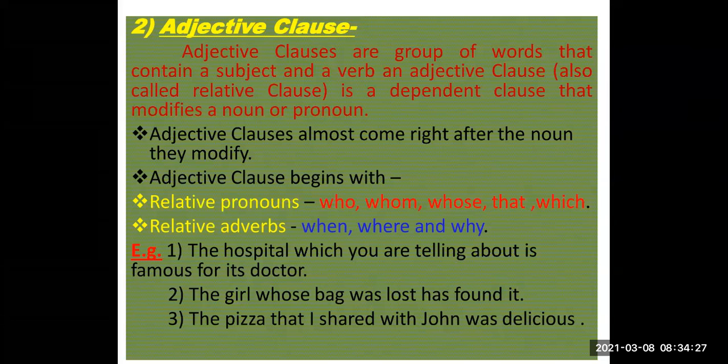Next example: He that is down fears no fall. That is down is our adjective clause, which modifies the pronoun he. So again, that is down is our adjective clause which modifies the pronoun he. So we have discussed three examples orally about adjective clause.